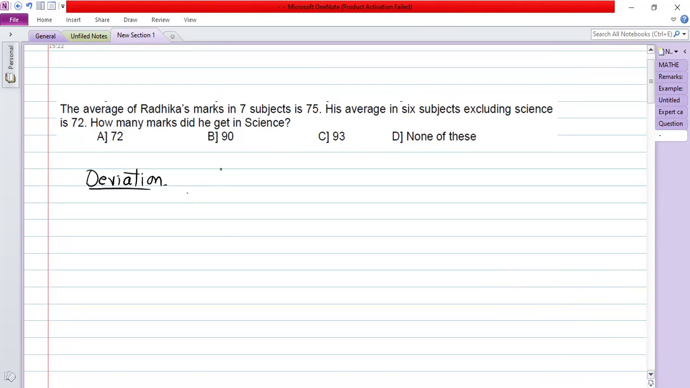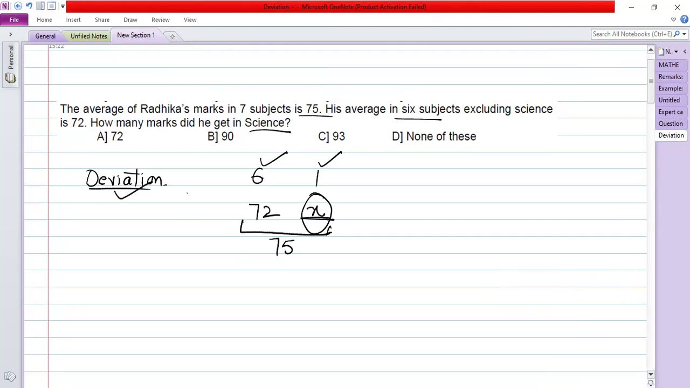Here, the average marks of Radhika in seven subjects is 75, and the average in six subjects, excluding science, is 72. Means in six subjects the average marks were 72, and there is one more subject, that is science. Obviously what we need here is how many marks she has in science. And the overall average of seven subjects, 6 plus 1, is 75.